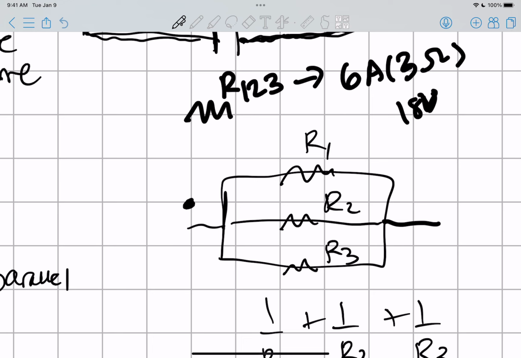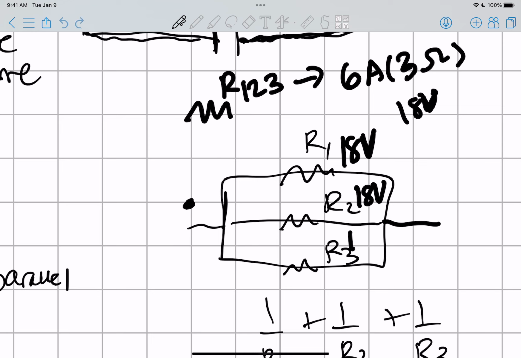Let's say it was more than 24 volts that was being delivered by the battery. Well, that 18 volts should be the same voltage across every single resistor. This resistor should have a voltage drop of 18 volts, this one should have 18 volts, this one should have 18 volts. The voltage drop is not split between them.